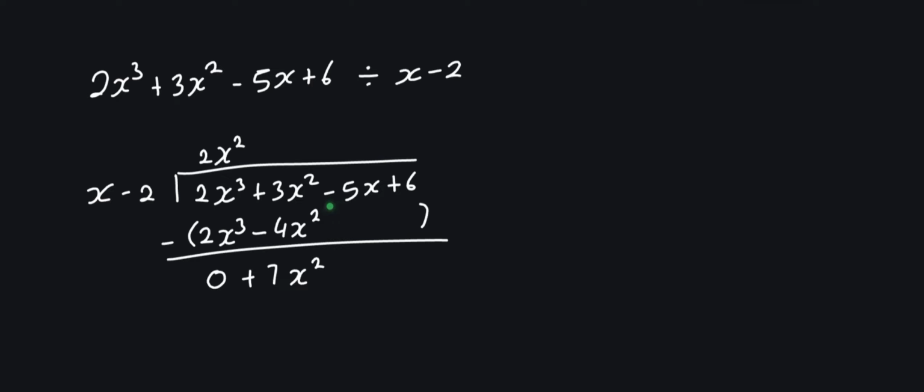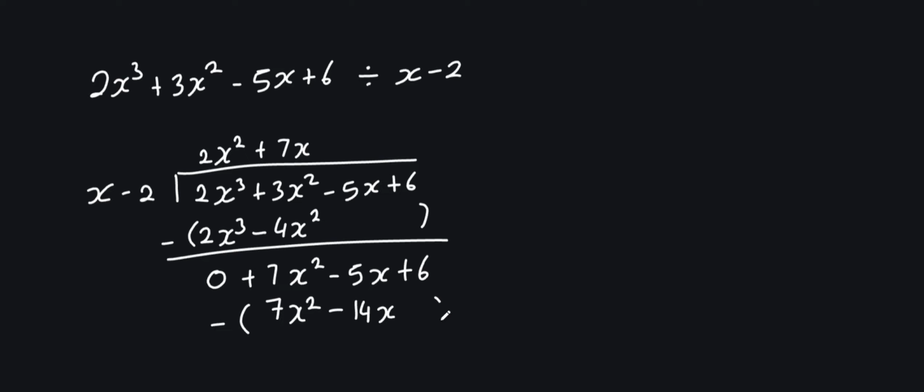For the rest of them, these two terms, we just drop them to the next level. So that's minus 5x plus 6. So we do the same thing again. 7x squared divided by x is 7x. So plus 7x. 7x multiplied by x would be 7x squared. 7x multiplied by negative 2 would be negative 14x.